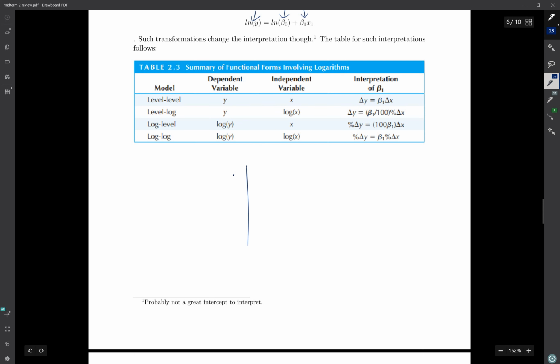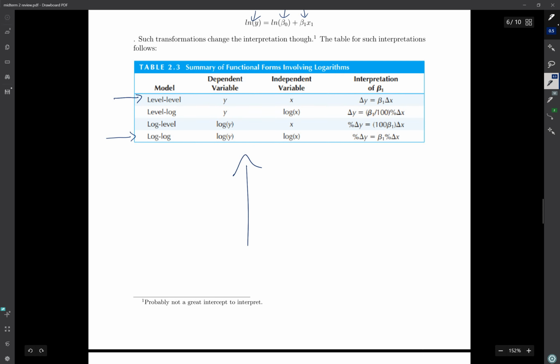Okay, and we're just going to look at this table, and this table is going to tell us exactly how the interpretations would change. This first bit here, this level, that's what we've been doing this whole time. So if x changes by 1 unit, the change in y is beta 1.